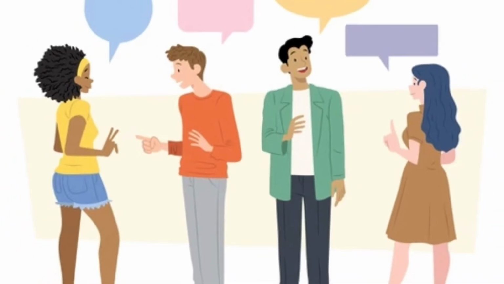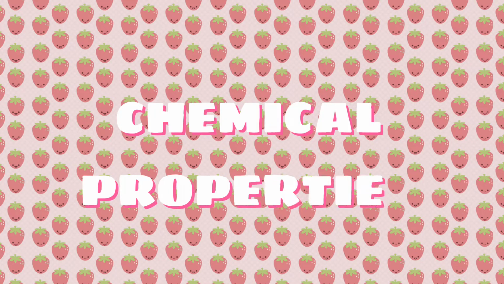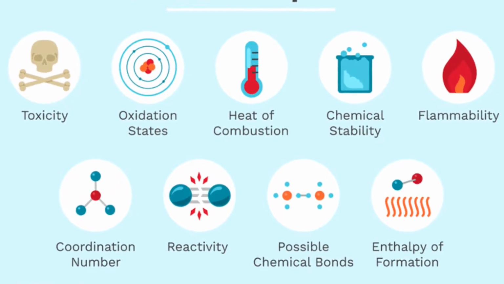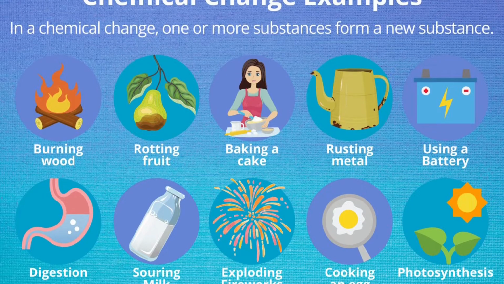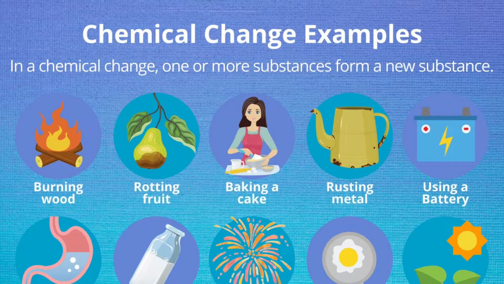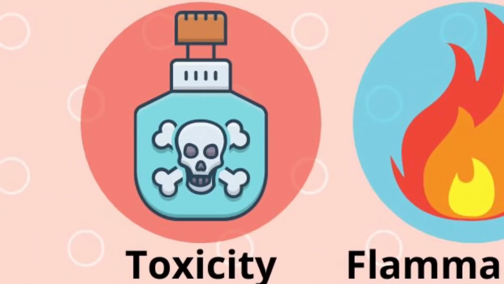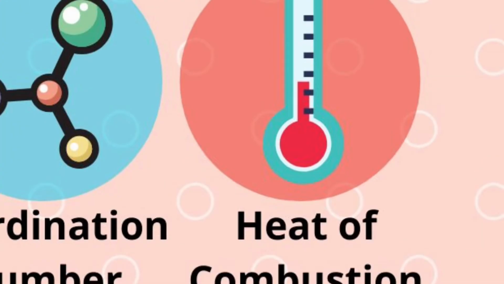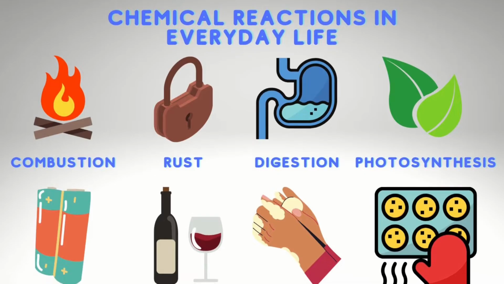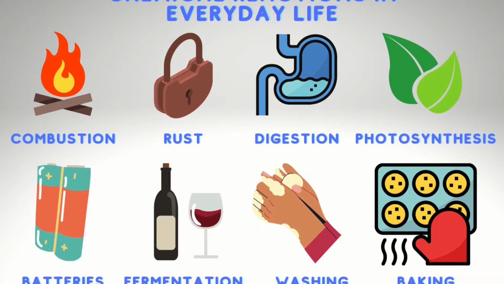The next thing we're going to talk about is chemical properties. Chemical properties of matter describe its potential to undergo some chemical change or reaction by virtue of its composition. Chemical properties include flammability, toxicity, acidity, reactivity, heat of combustion, among others. And, as well as physical properties, we can see both on a daily basis.